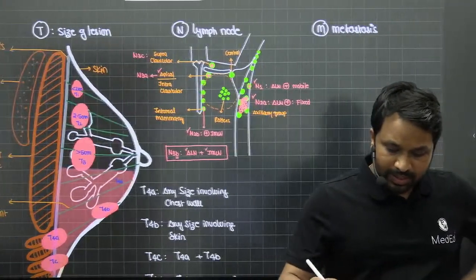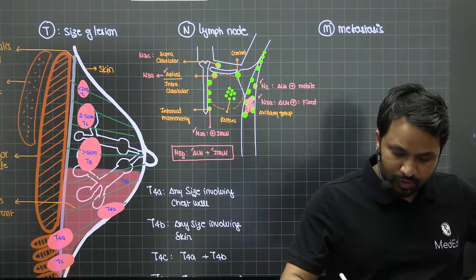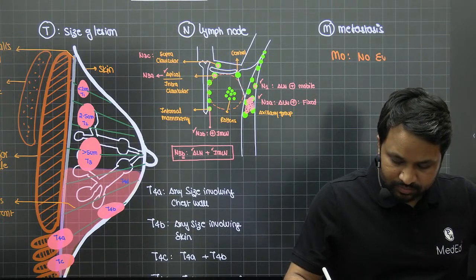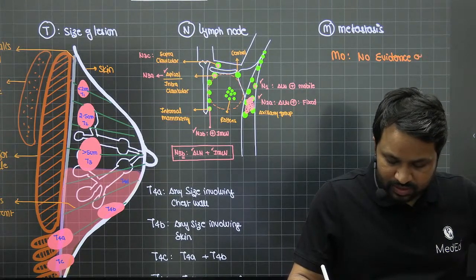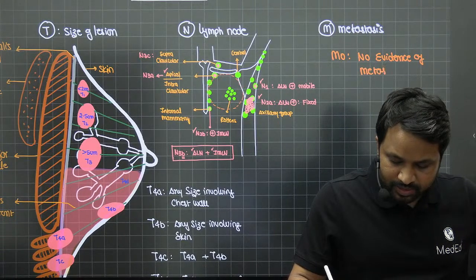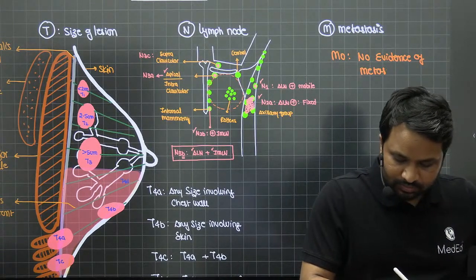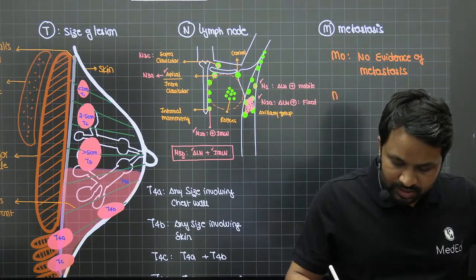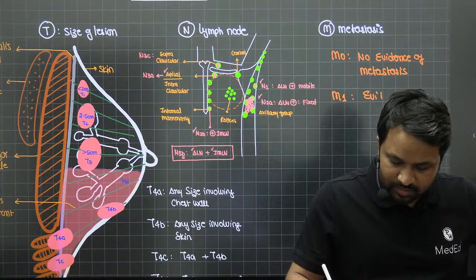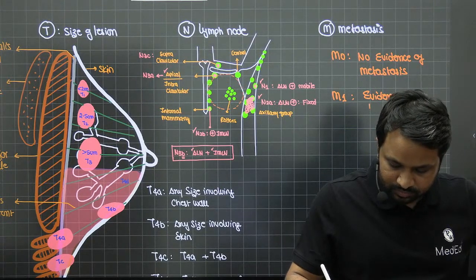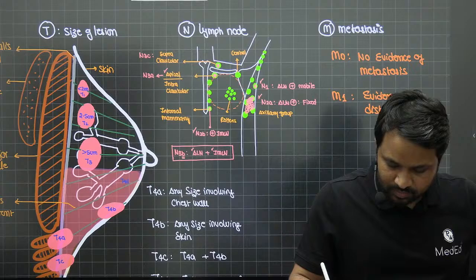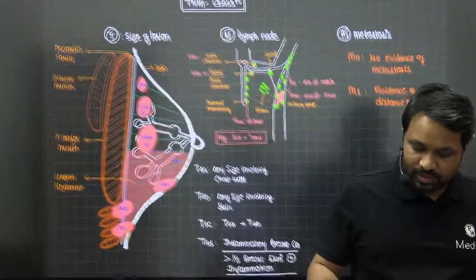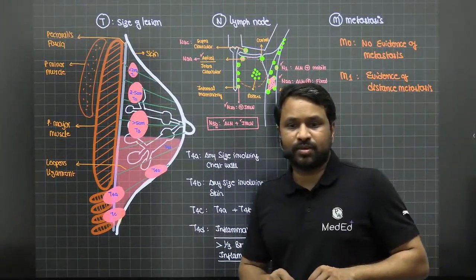Now M is quite easy for us to remember. M exists only in two forms. There is M0: there is no evidence of metastasis. Metastasis is distant spread. M1: there is evidence of distant metastasis. So M0, there is no evidence. M1, there is evidence of distant metastasis.